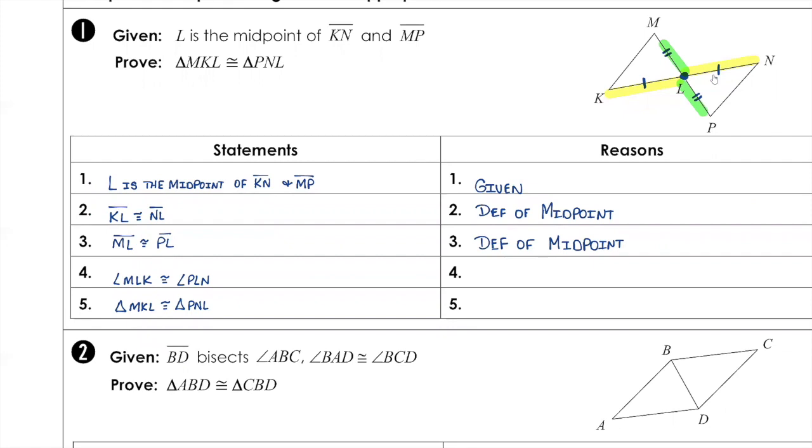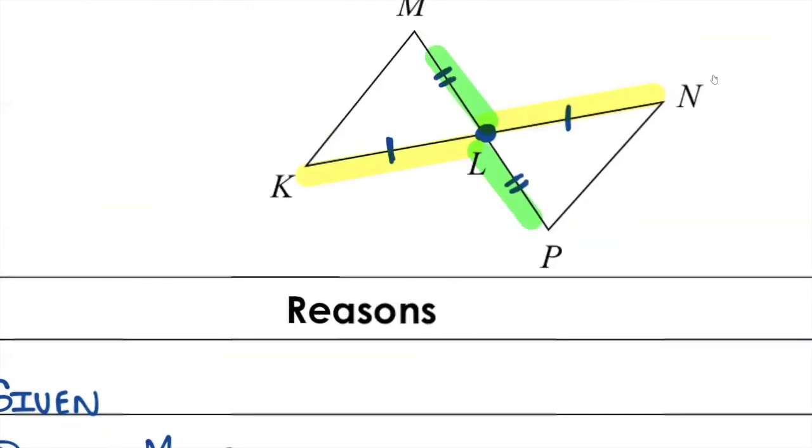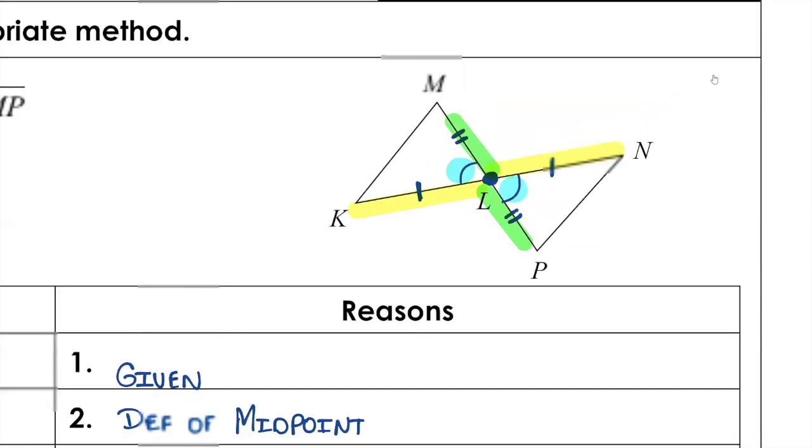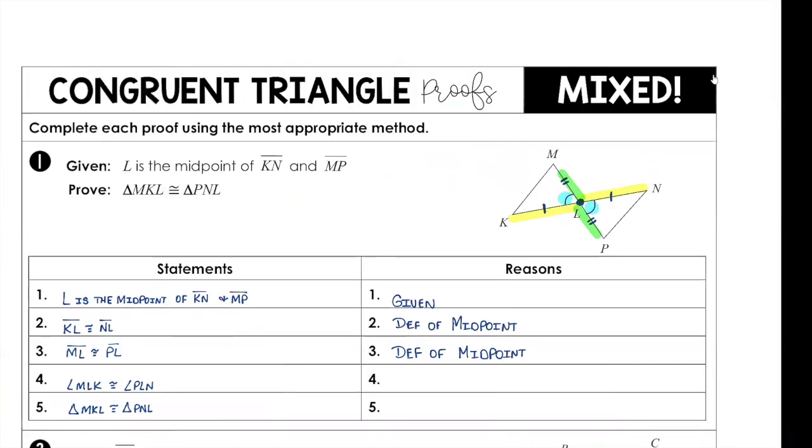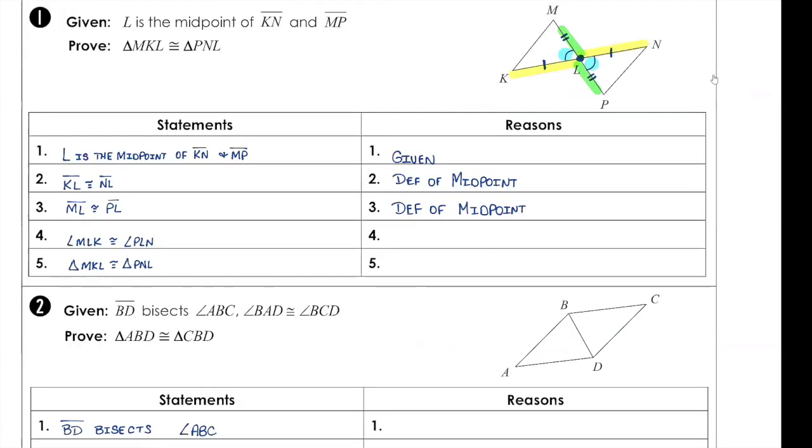Angle MLK is congruent to angle PLN. Why is that true? What do we call those angles? Why are they congruent though? They are vertical angles. Yep. Vertical angles are always congruent. It's one of the things we can assume.